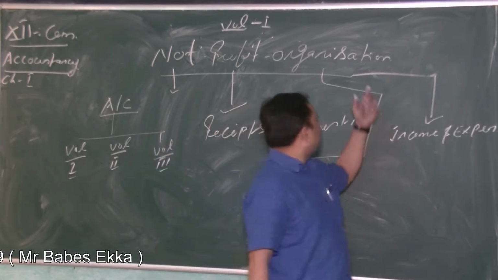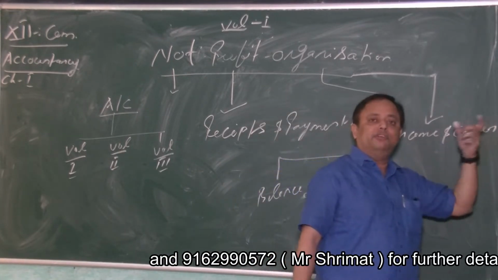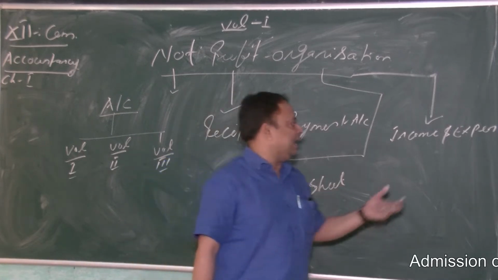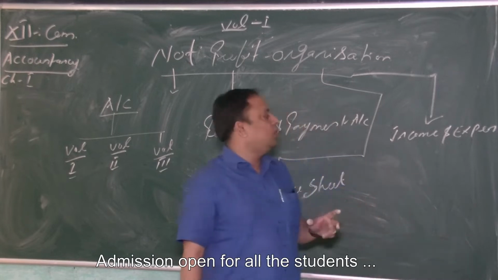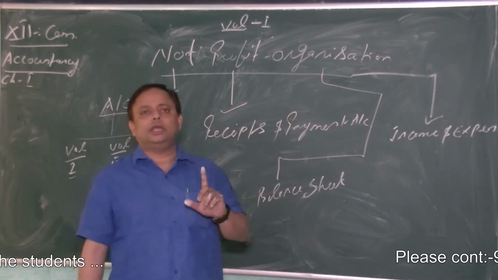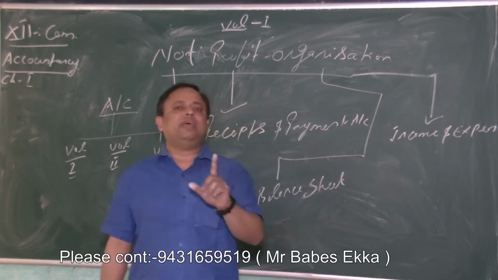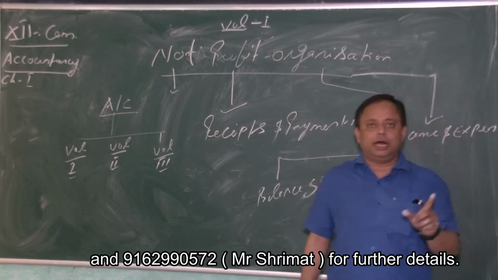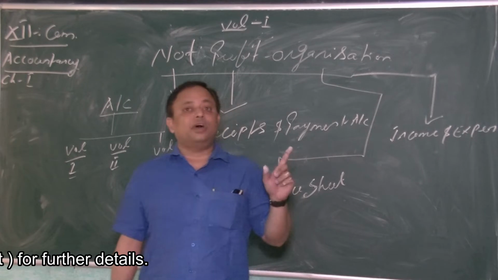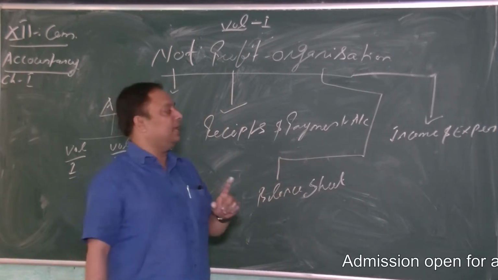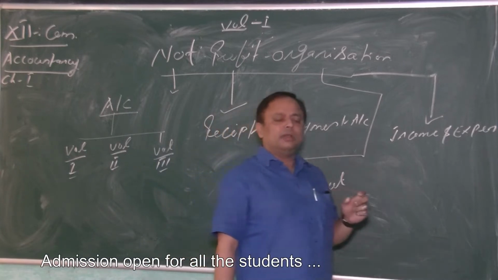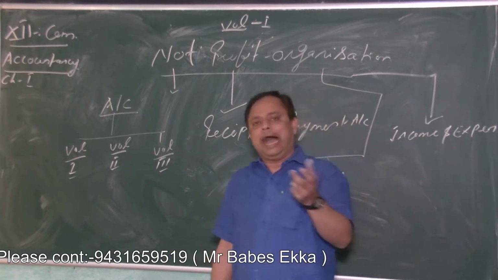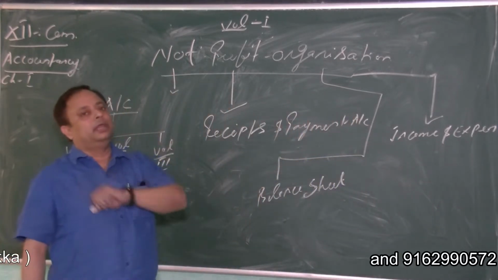So in non-profit organizations, we prepare income and expenditure. Income is not profit, it is revenue. And expenditure means expenses. The income and expenditure account is prepared for the calculation of surplus and deficit. What is surplus? Surplus means excess of income over expenditure, and deficit means excess of expenditure over income.